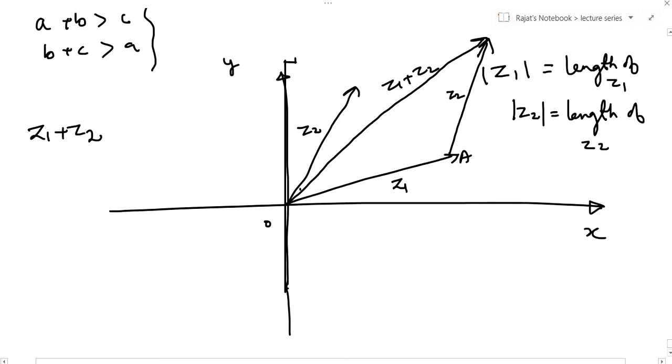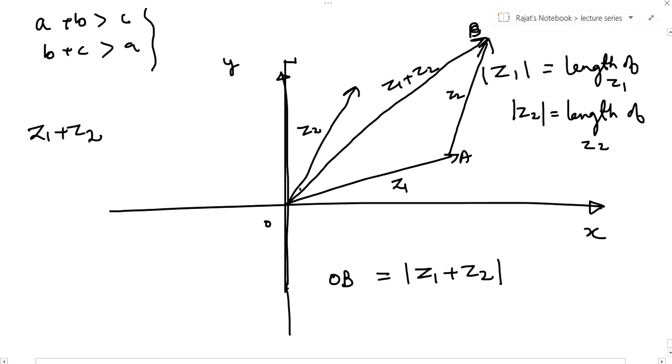Now for a moment, look at this triangle OAB. Does z1 plus z2 represent the side OB? z1 represents OA and z2 represents AB. What will be the length of OB? The length of OB will be mod of z1 plus z2.